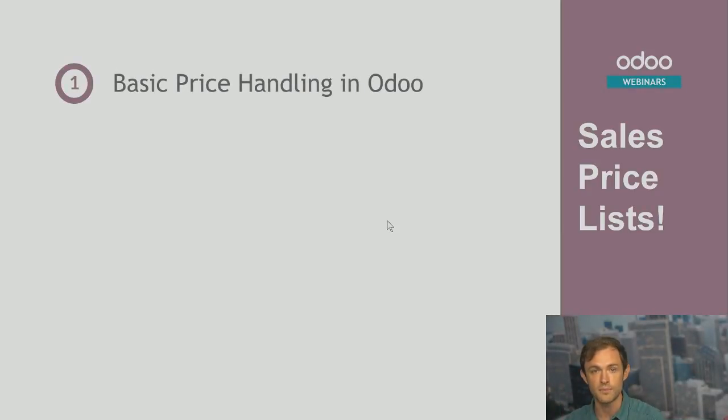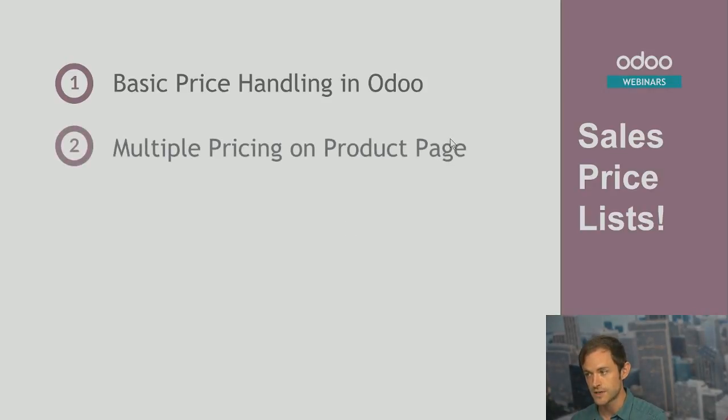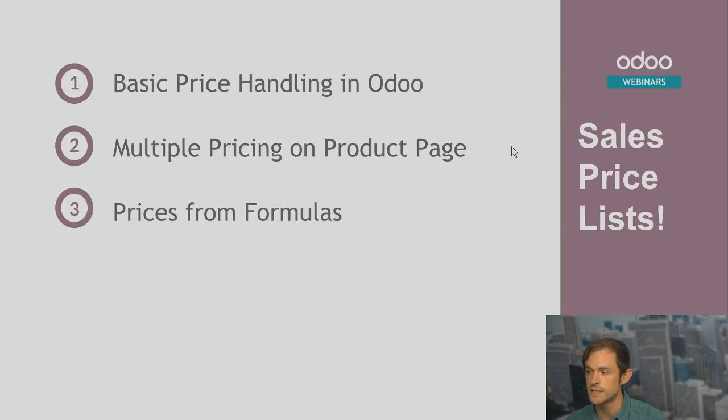Great. So, today's agenda. First off, we're going to talk about the very basics of price handling in Odoo. In other words, the way Odoo handles prices no matter what, just by default, because it's a good baseline to understand that real quick. Then we're going to start talking about the actual price lists capability. There's two main ways to do price lists specifically, and the first one is when we do multiple pricing on the product page. So we're going to cover that. Then it's going to be prices from formulas, which is the other way to do price lists, and it's a lot more advanced, but borrows from the same functionality as the first way. So we're going to cover those two methods, and we're going to do examples as we go.